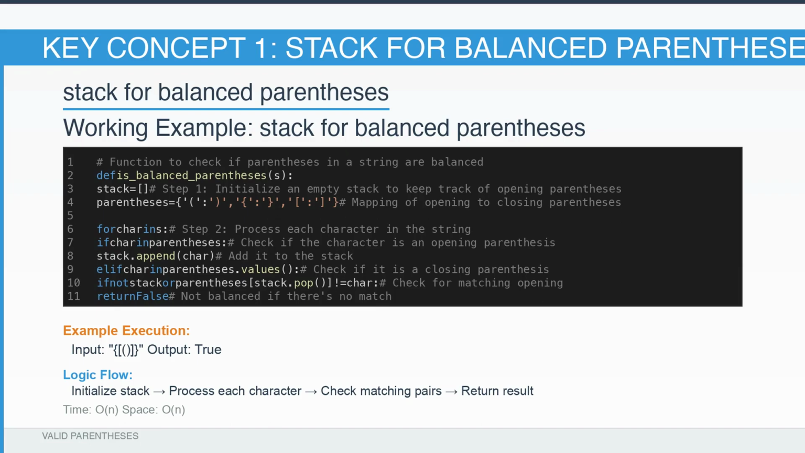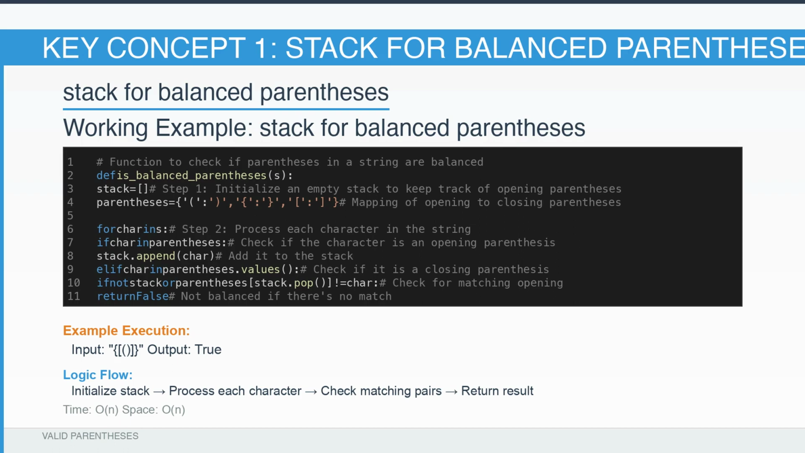To check if parentheses in a string are balanced, we can use a stack. This is like a real-life stack of plates. You can only add or remove the top plate. First, we initialize an empty stack to keep track of the opening parentheses. We also create a mapping of opening to closing parentheses, like matching a left parenthesis with its right counterpart. As we process each character in the string, if we find an opening parenthesis, we push it onto the stack. This is like placing a plate on top of our stack.